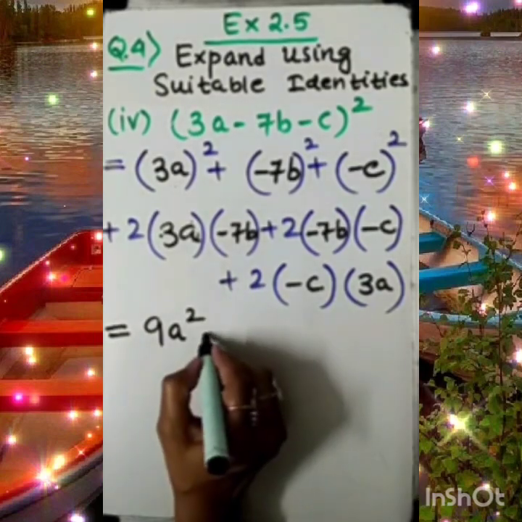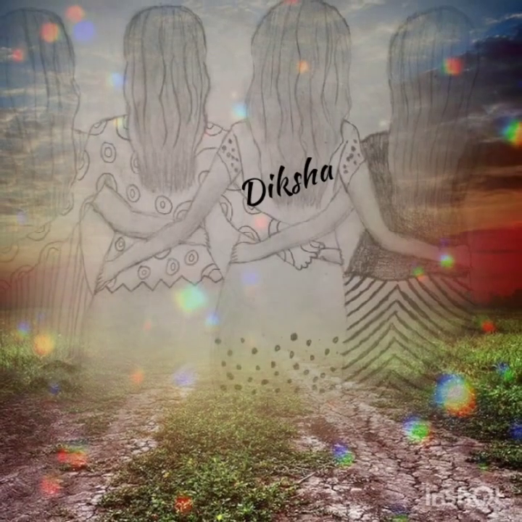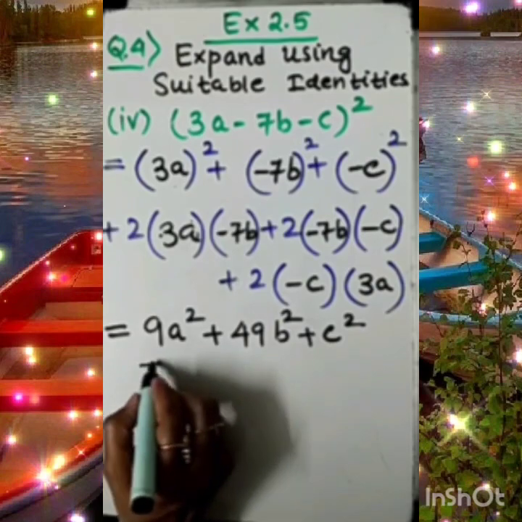And here always plus, we know that the square of a negative number is also positive. The square of a positive number is also positive, and the square of any negative number is also positive. So what is the square of minus 7? Of course it will be plus 49b squared. Here also the square of a negative number will be positive. So one thing is clear, that the first three terms should always be positive.